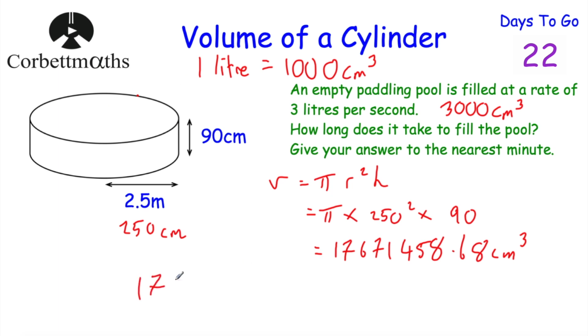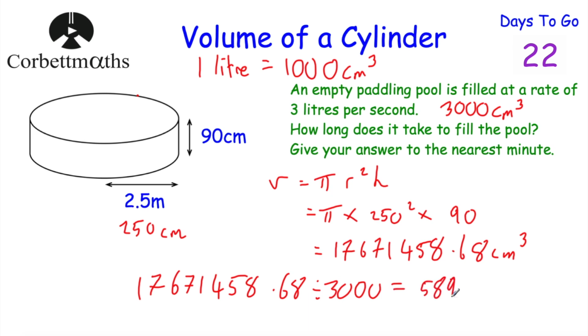So let's take our 17,671,458.68 and divide that by 3,000 and see what we get. So that's equal to 5,890.486225 and so on seconds. So that's how many seconds it would take to fill that paddling pool.